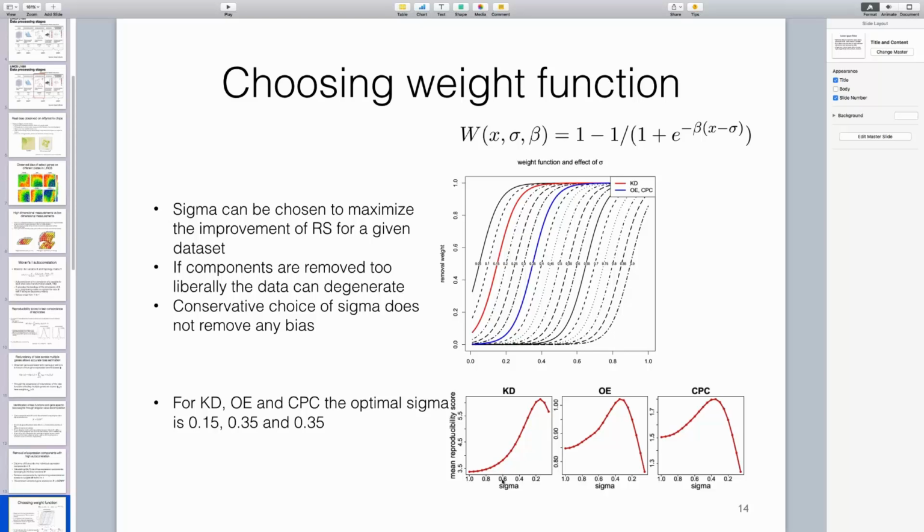The reproducibility score improves, and then we reach the maximum at 0.15 for the knockdown data. After that, the reproducibility actually decreases, so we cut too much into the real signal, and we lose true biological meaning and reproducibility. For the overexpression and the drug perturbations, sigma reaches its optimum at 0.35, and then the data degrades. You can even degrade it more than the original data that you had, so you have to be careful how to choose that parameter.